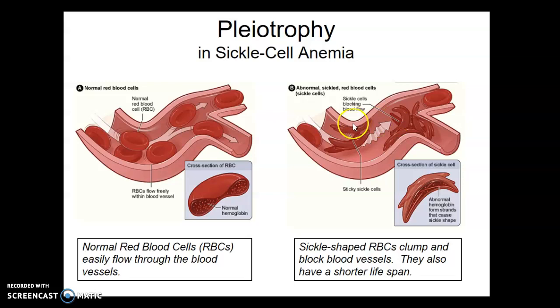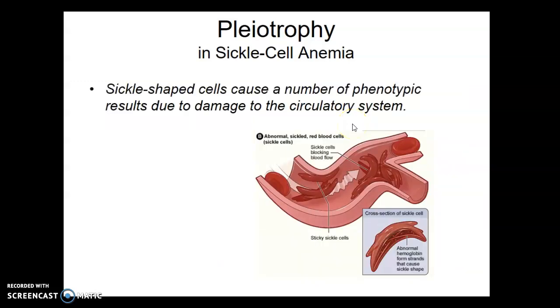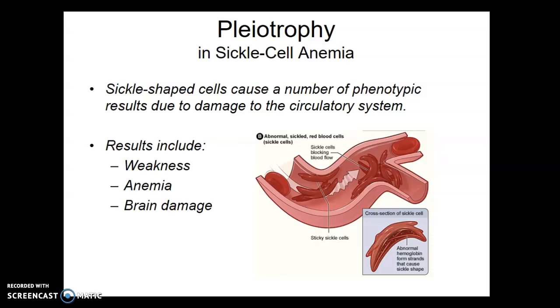And so we end up with a whole bunch of different impacts of this for an individual. Even though it's only one gene that causes those cells to be sickle in shape, we end up seeing this expressed in many areas. So weakness, anemia, brain damage, spleen damage. Notice the multiple impacts it has, even though it is only one gene that's causing that trait. Oh, and heart damage, excuse me.